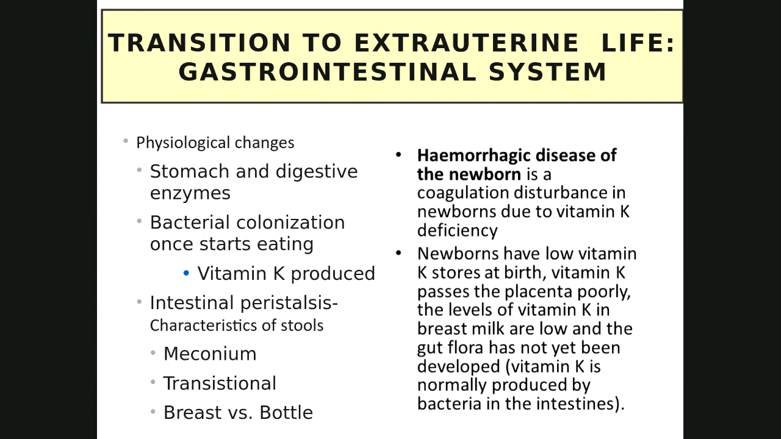Let's move on to hemorrhagic disease of the newborn, which is a coagulation disturbance in newborns due to vitamin K deficiency. Newborns have low vitamin K stores at birth. Vitamin K passes the placenta poorly, so babies don't have it when they're born. The levels of vitamin K in the breast milk are low, okay? So they're not getting it from breast milk.